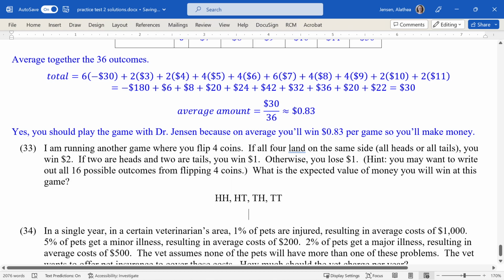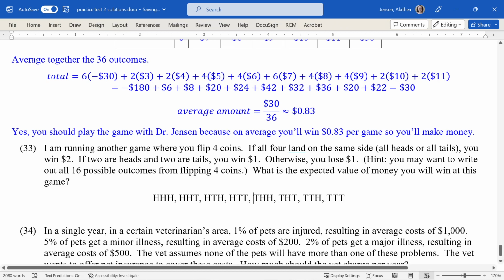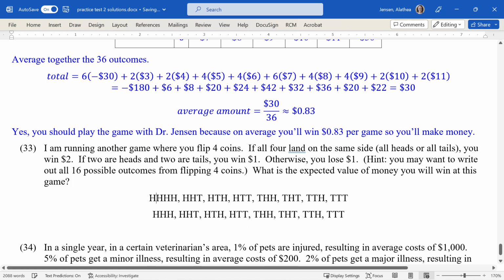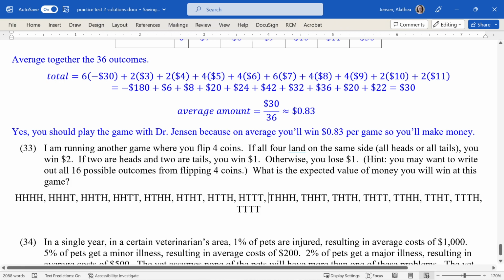Now, if we add a third coin, I'm going to copy paste. I'll put a head in front of all these ones, and put a tail in front of these ones. Now I have 8 outcomes. So those are the outcomes for 3 coins. And now if I add 1 more coin, make another copy. I'm going to put heads in front of these ones, and then tails in front of these ones. Okay, so those are my 16 outcomes. So now you know my fancy special trick for writing them all out.